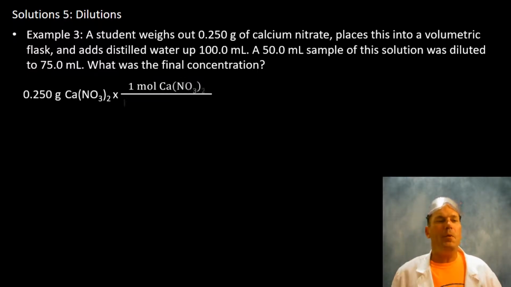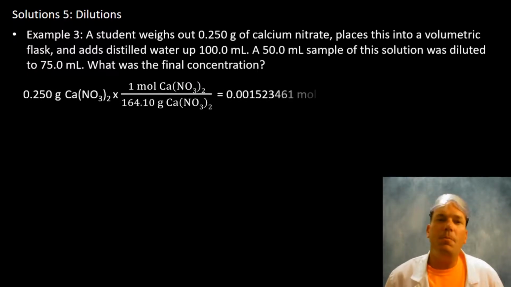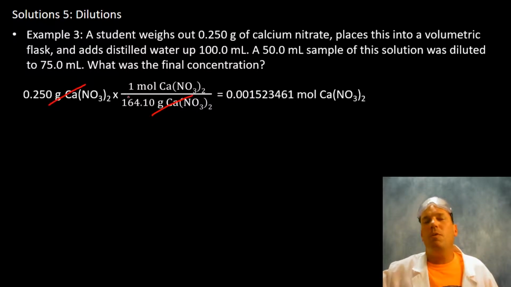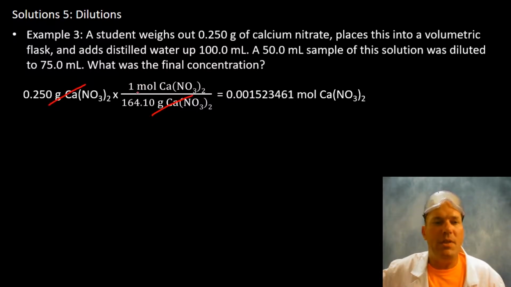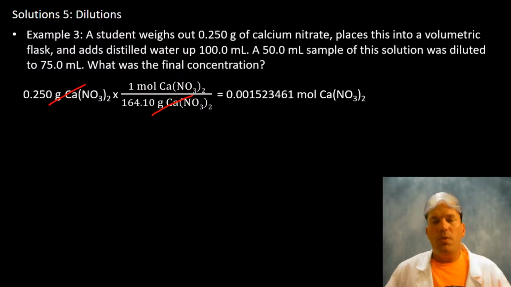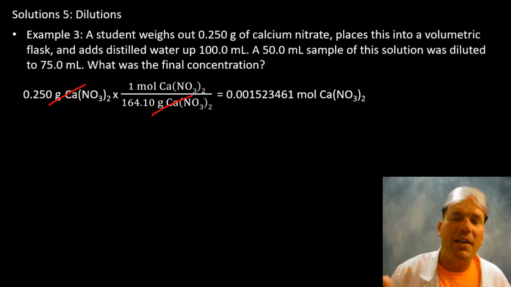That's the first and foremost. So if you take your 0.25 grams of calcium nitrate and you convert it over, recognizing that there are 164.1 grams in 1 mole, that'll give you moles. Notice this ridiculous number of sig figs I've carried out. Remember, sometimes you carry out all or as many as you can and do your rounding at the end. This is one of those instances where I want to be as accurate as possible.